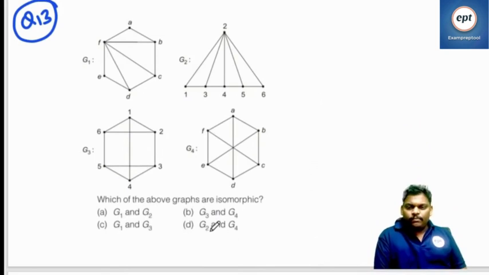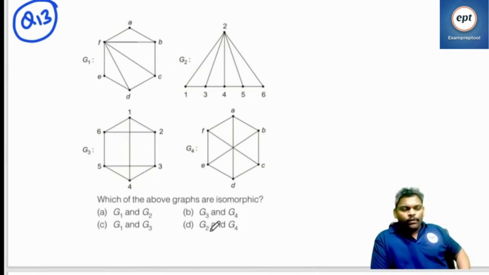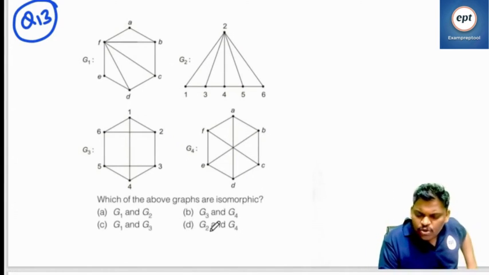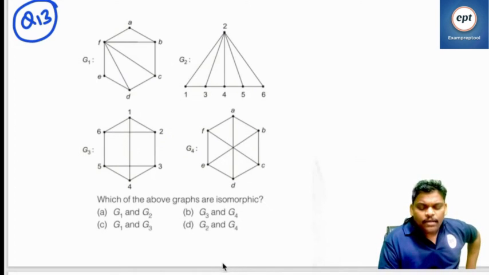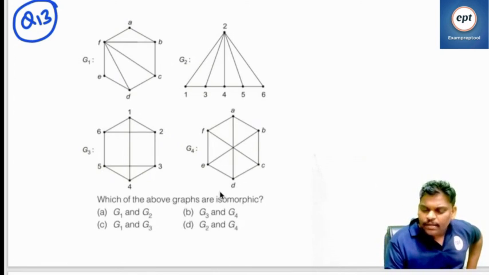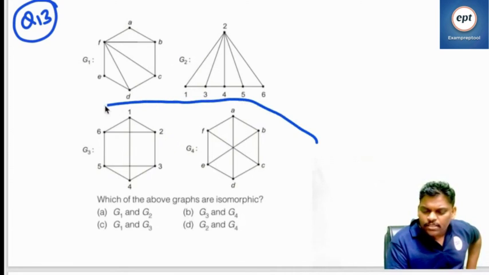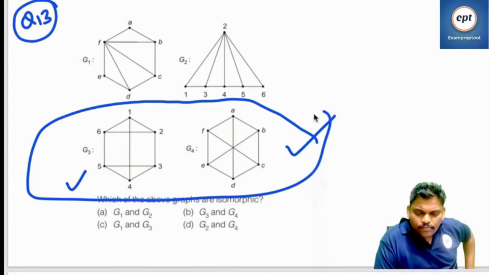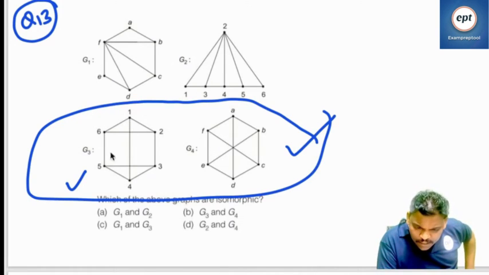Now come to question number 13. Which of these are isomorphic? If you observe clearly, isomorphic means everything should be similar. The way of drawing may be different, but in every manner they both will be the same. Can you verify here? These are the same in every manner. Here there are 6 vertices, and here also 6 vertices. Next, the degree of every vertex is 3 here, and here also the degree of every vertex is 3.